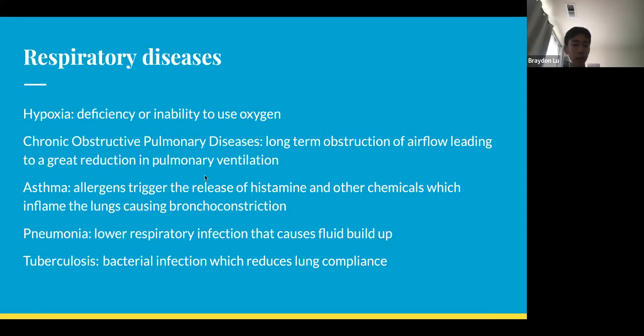There are many different respiratory diseases. One of them is hypoxia, which is the deficiency or inability to use oxygen, and many different diseases can lead to hypoxia. There are also the chronic obstructive pulmonary diseases, which are a group of diseases that cause long-term obstruction of airflow, leading to a great reduction in pulmonary ventilation, which is basically breathing.